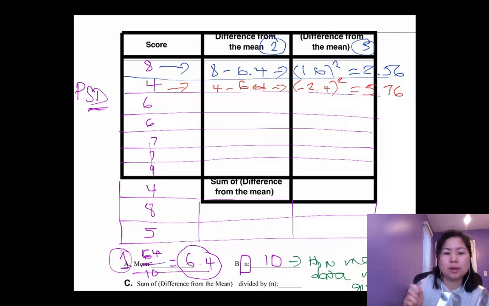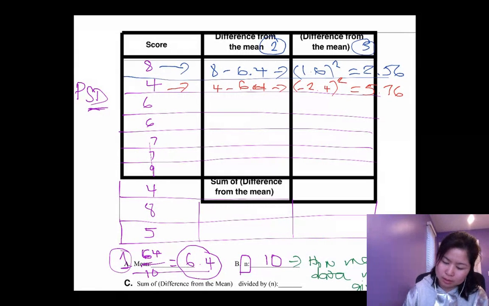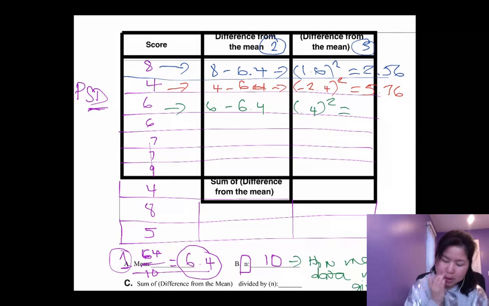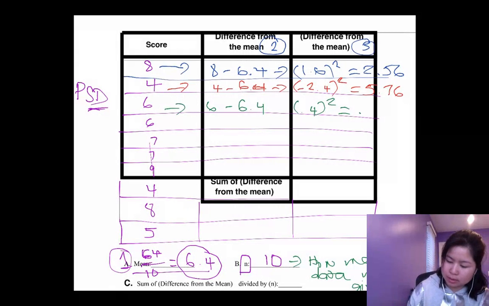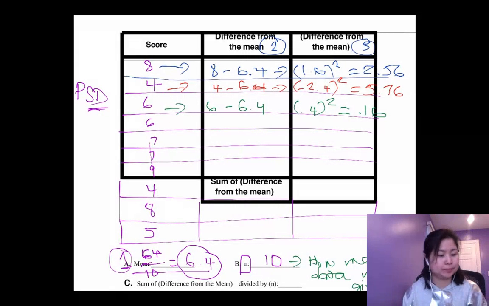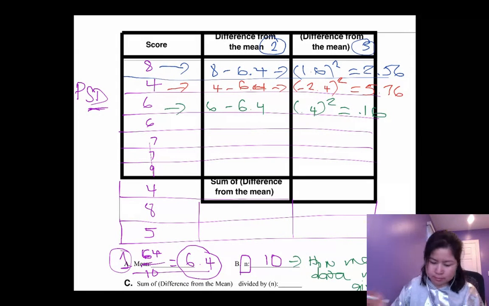I also recorded these notes right now, which I will post. So if you miss anything, you can always watch that video, okay? All right, next one, I'm doing 6 minus 6.4. So this is going to be 0.4 squared. Okay, that gives me 0.16. Okay, so I will continue to do all of them.